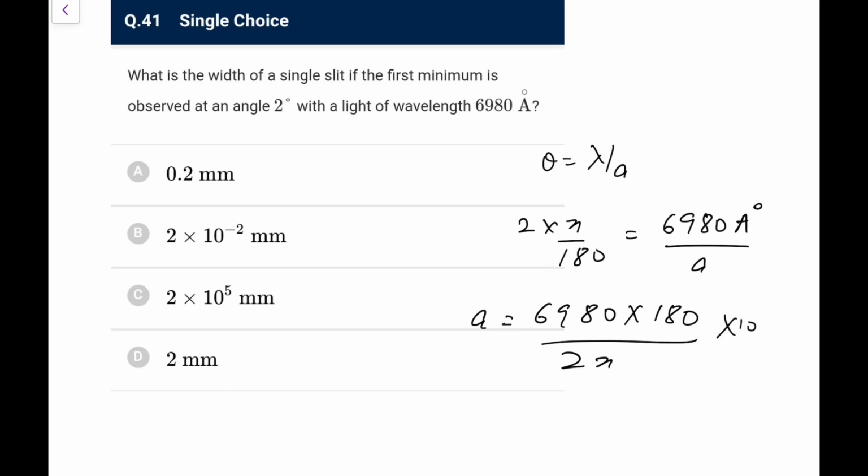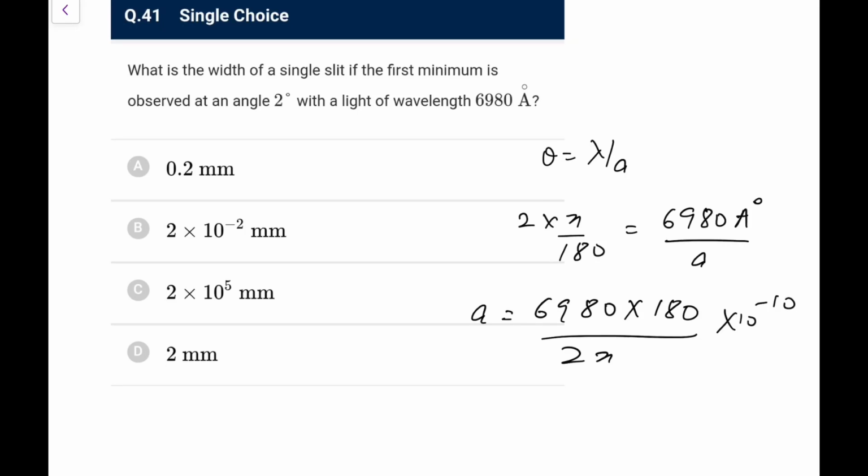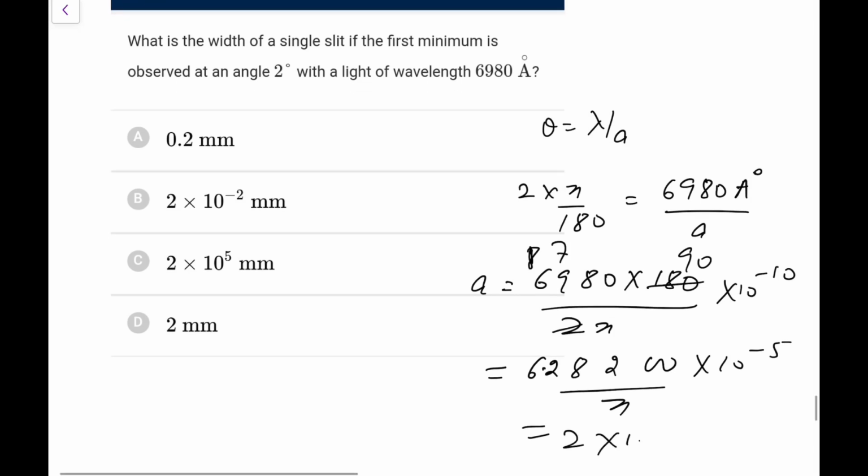This is an angstrom, that is 10 to the power minus 10. So what we are left with, this is in 90. So 6980, if I can do, let's say what it will be, 6980. So 6.282 I can go for, 6.282 into 10 to the power minus 5 by pi, so it would be 2 into 10 to the power minus 5 meters. So you can go for, and this would be 2 into 10 to the power minus 5 meter, that is 2 into 10 to the power minus 2 millimeter. You can directly go for this.